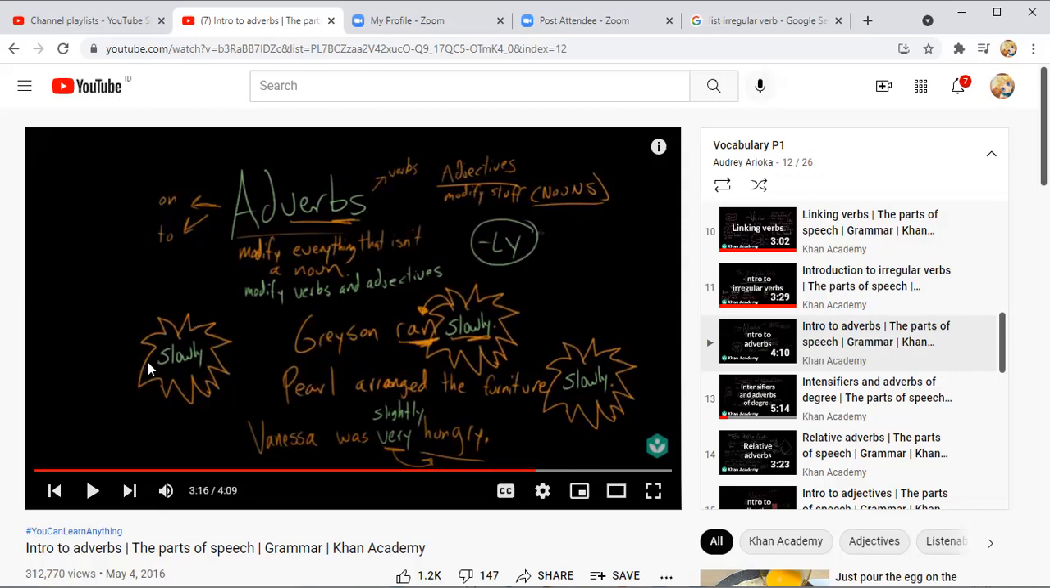And then an example is slowly. Grayson ran slowly. Actually the word is from slow, and ly is added to it. Do you still remember what ly is? It is a suffix. If you still remember what we learned last week. Suffix. Right?